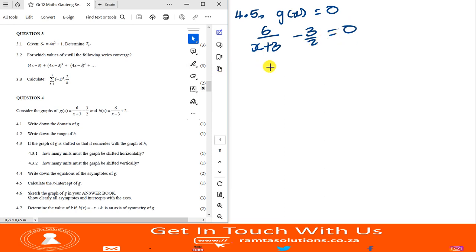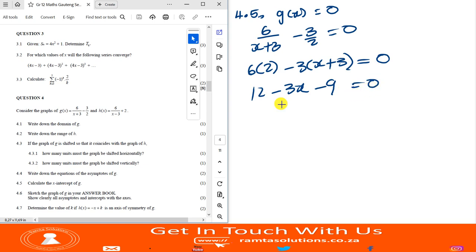What we can do, we can cross multiply. I want to take it slow, guys, but let me just show you what it'll be ultimately. It'll be 6 multiplied by 2 minus 3 into x plus 3 close equals 0. So this is 12 minus 3x minus 9 equals 0.